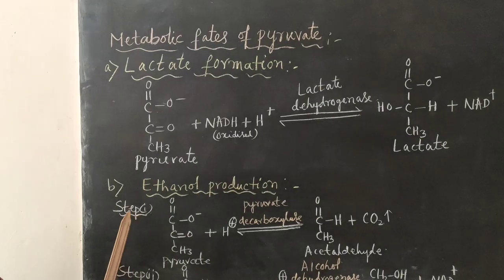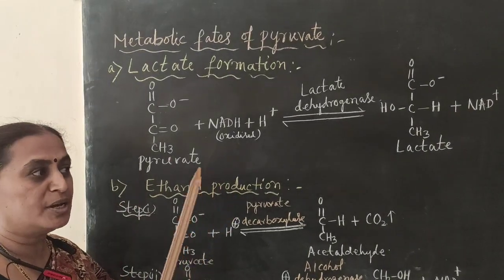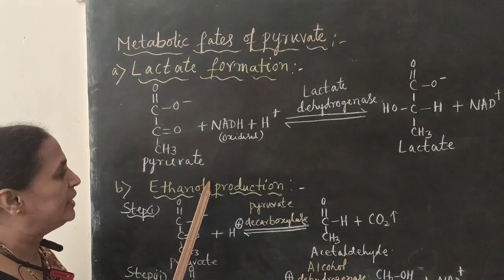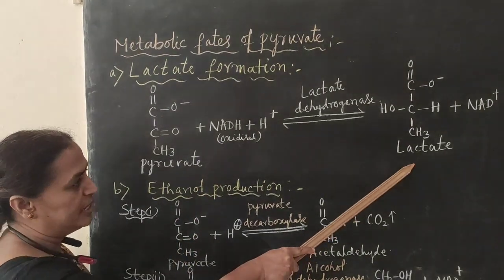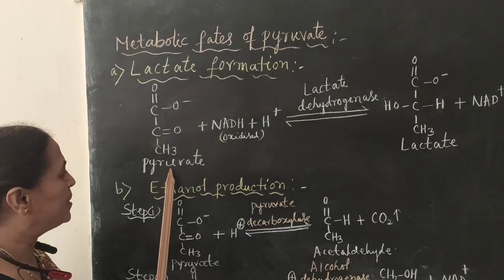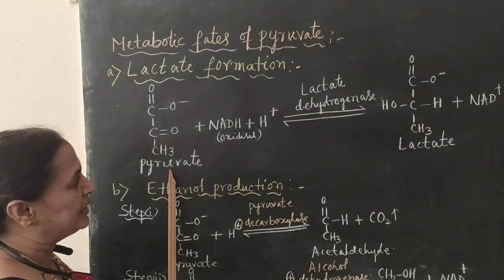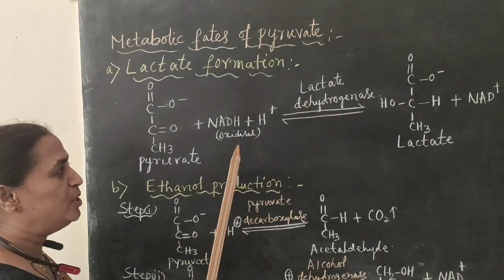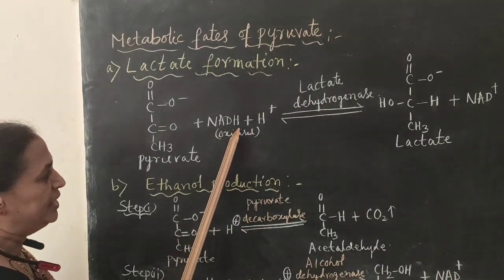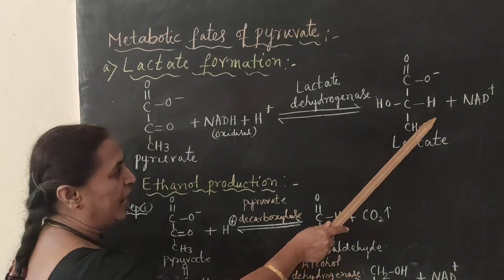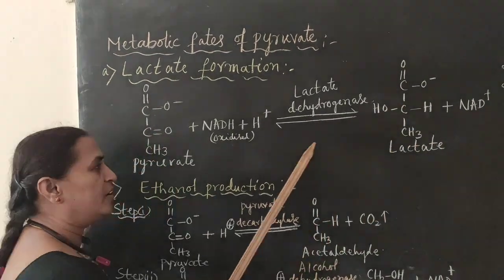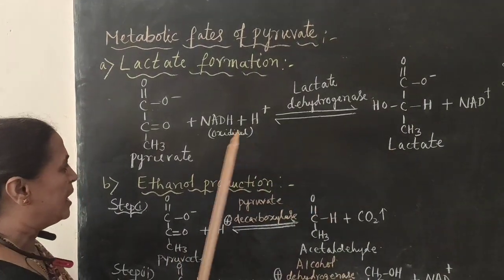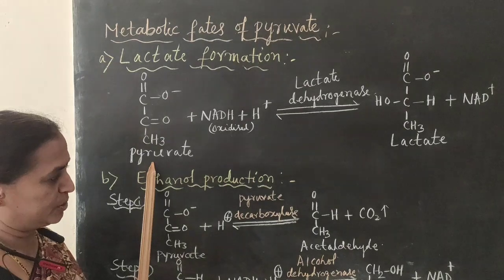In certain cells, particularly in muscle cells and lactic acid bacteria, the product of anaerobic glycolysis is lactate, which is obtained by the reduction of pyruvate, catalyzed by the enzyme lactate dehydrogenase, LDH. And during the reaction, NADH gets oxidized to NAD+. So this is one of the metabolic fates of pyruvate, formation of lactate by the reduction of pyruvate.